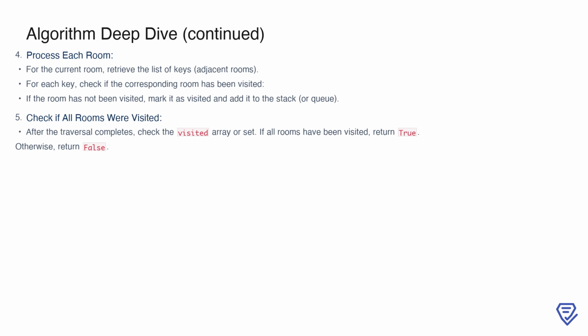Once the traversal is complete, we check the visited set or array to ensure that all rooms have been visited. If every room is accounted for, we return true. Otherwise, we return false, indicating that some rooms are inaccessible from room 0.